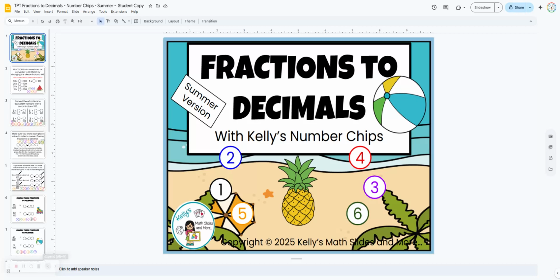Fractions to decimals using number chips. This is a digital lesson, and this one is summer themed.